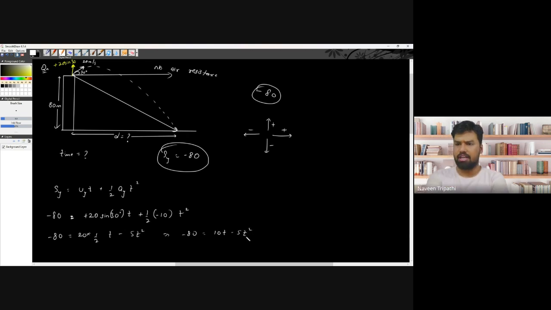Clearly, it's getting cancelled by 5. Minus 16 is equal to 2t minus t square. T square minus 2t minus 16 is equal to 0. This is a quadratic equation. Use a calculator.